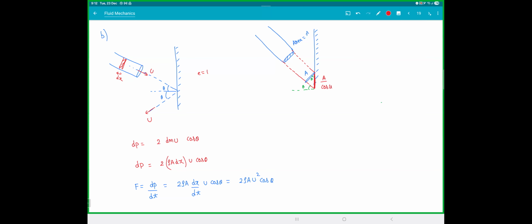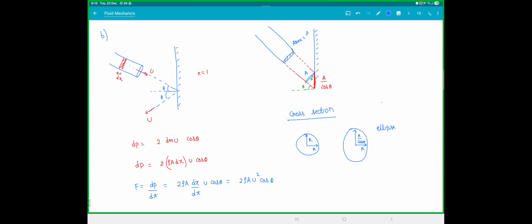If you look at the cross section, this is how the picture would look. Initially it was a circular cross section, let's say of radius r. But when the water jet hits at an angle, one side of the cross section gets extended. This side will remain r, but this side gets extended to r by cos theta. It actually becomes an ellipse.